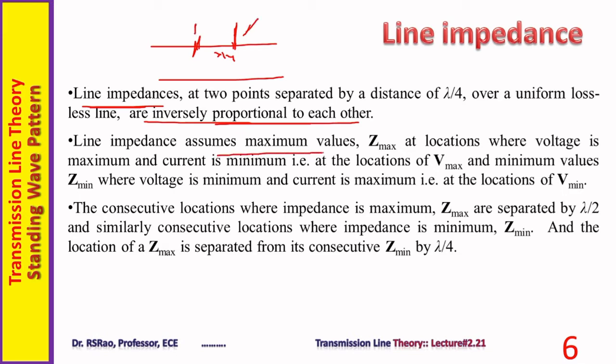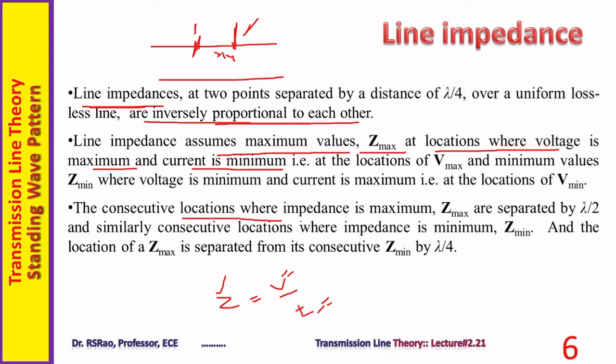Line impedance assumes maximum value at locations where voltage is maximum and current is minimum. Z minimum is where voltage is minimum and current is maximum. The point is, Z is V by I. This assumes maximum value when V assumes maximum value and I assumes minimum value. Fortunately, understanding here is quite simple. V assumes maximum value, I assumes minimum possible value at the same location. Therefore, Z assumes maximum value at that point. Now I can say Z maximum happens at V maximum or I minimum. Similarly, Z minimum happens at V minimum and I maximum.